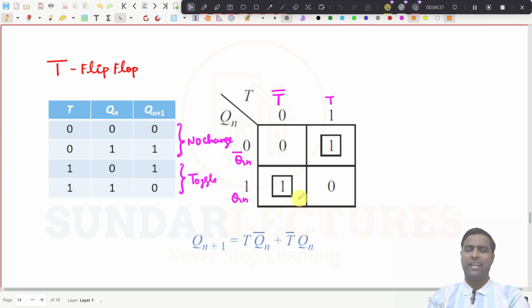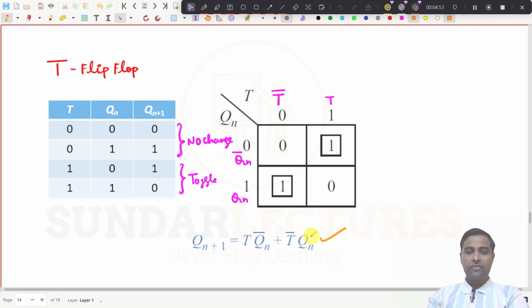It is like an XOR gate, two inputs XOR. So what will be the XOR gate? AB bar plus A bar B. That is what they have written here simply, right? So this is the characteristic equation of a T flip flop, right?